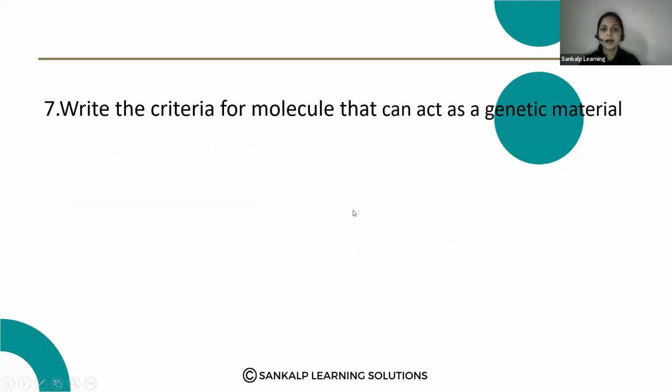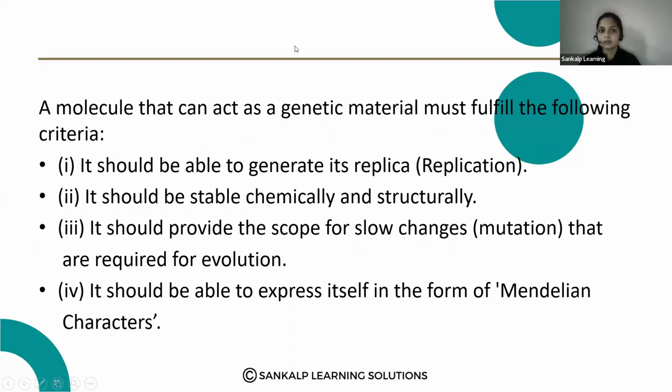Next question. Write the criteria for a molecule that can act as a genetic material. Here, the molecule should contain these characteristics. It should be able to generate its replica. It should undergo replication.